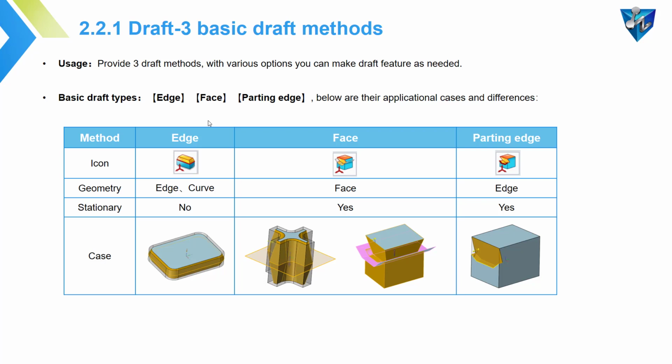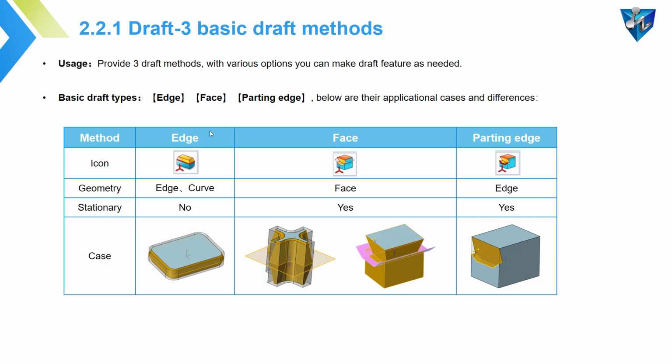The next feature I would like to show you is draft. In ZW3D, we provide 3 draft methods, and with various options, you can make draft features as needed. In ZW3D, we have 3 basic draft methods, which are draft by edge, draft by face, and draft by parting edge. In the form below, you can see the application cases and the differences.